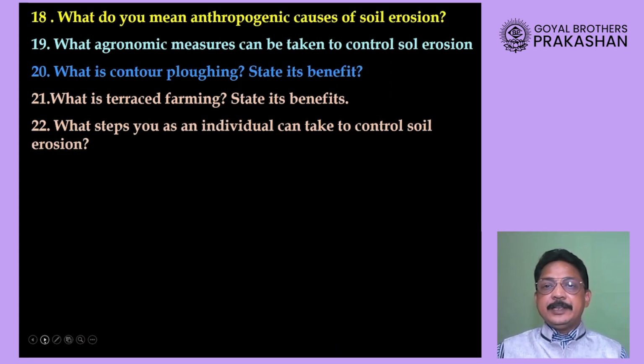Okay. Next question is, what is contour plowing? State its benefit. Contour plowing is plowing done in a hilly region where the plowing is done perpendicular to the slope of the mountain. The benefit of this method is that it reduces soil erosion, and it increases the percolation of water that is ultimately useful for growth of crops.